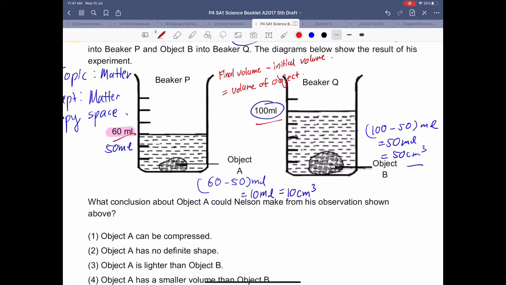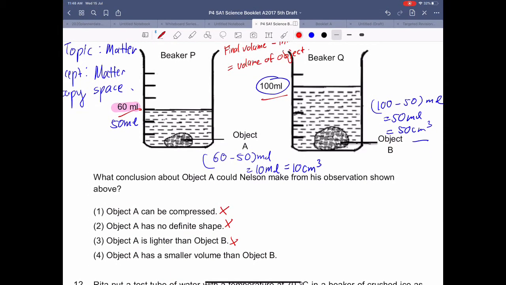So now that you've worked out the answer, you can then go on to the options. So object A can be compressed. This is wrong. This experiment doesn't show that it can compress. Object A has no definite shape. Once again, it also does not show. Object A is lighter than object B. No, there is no measuring scale. So I'm not measuring that. Object A has a smaller volume than object B. This is true because object A is 10 cm cube versus object B, which is 50 cm cube. So your option would be number 4. Very straightforward.